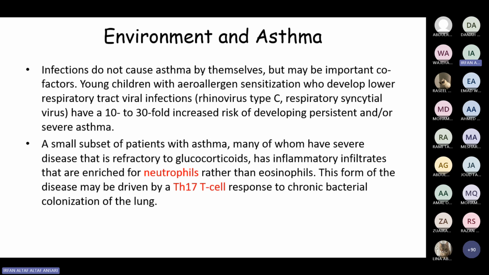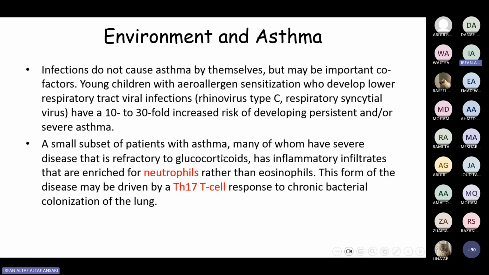And sometimes we say a lot of asthma, eosinophil, but especially there is a type of asthma which is a severe disease and they don't get response to the glucocorticoids. And their inflammatory infiltrates are rich in neutrophils instead of eosinophils. And here they will not have T helper 2 cells, but instead they have T helper 17 T cells. Okay, this is a very new recent finding they have seen.